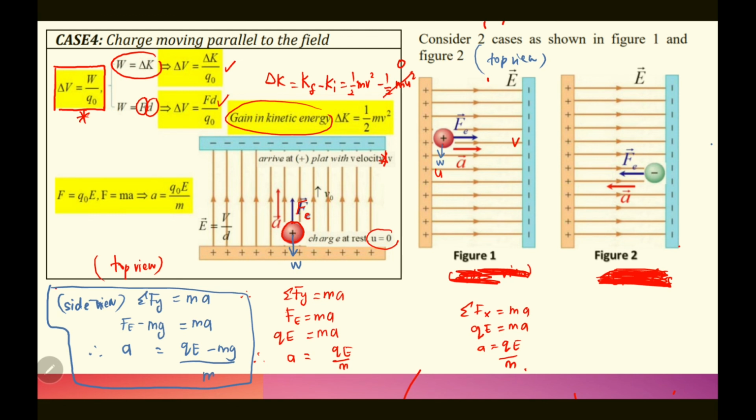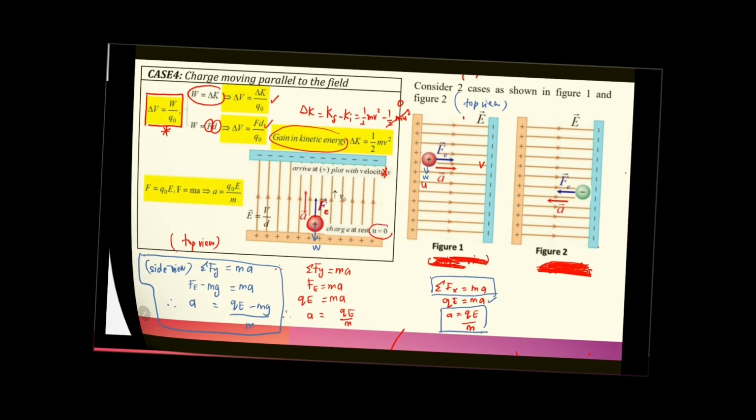Now we consider the direction of the motion is in the X direction. That is why here I write total Fx equals ma. The only force that we have in the X component is FE. Therefore, FE is equal to ma, so a is equal to QE over m. So, let's move to the examples.